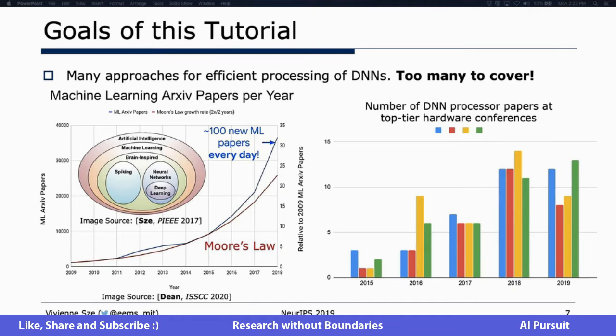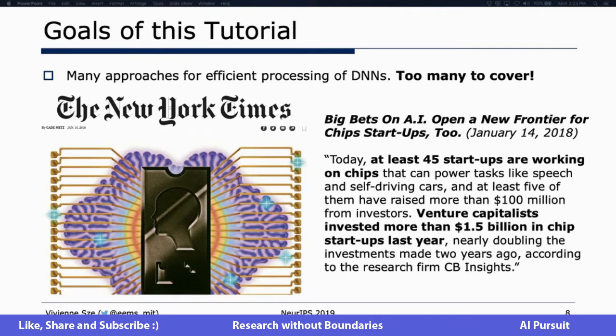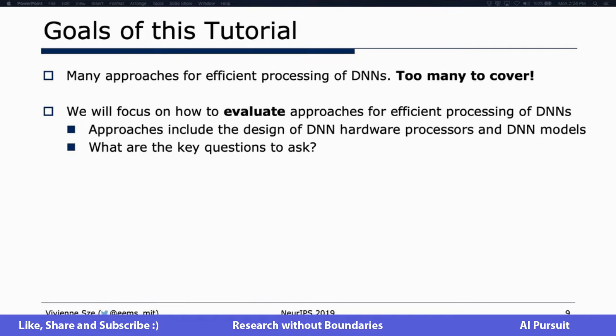In addition, if you look at top hardware conferences, the rise in the number of papers on specialized hardware for deep neural nets is also increasing rapidly. And if we also consider the commercial aspect, the New York Times reported that there is a huge number of startups focusing on building specialized processors for deep neural nets. So again, we can't possibly cover all these techniques within a 2-hour tutorial. So the goal of this tutorial is as follows. The focus is more on how you evaluate all these different approaches to efficient deep neural network processing. That's really the goal that we want to achieve today.